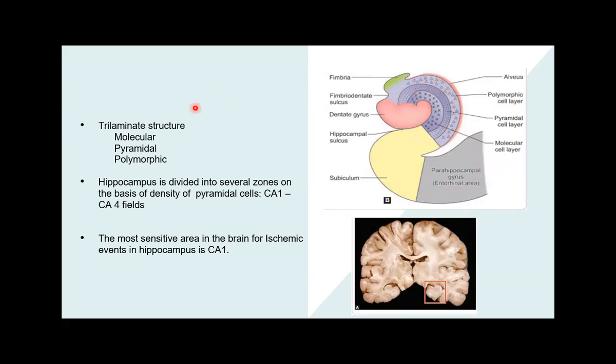This hippocampus is further divided on the basis of cells into three layers: the molecular layer, the pyramidal layer, and the polymorphic layer. On the basis of the density of the pyramidal cells, the hippocampus is again divided into CA1 to CA4 regions. The CA1 region is the most sensitive area of the brain for ischemic injuries.